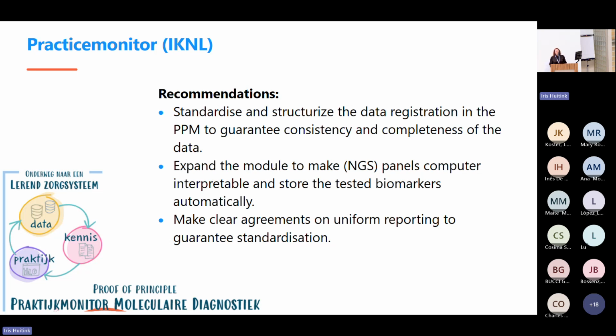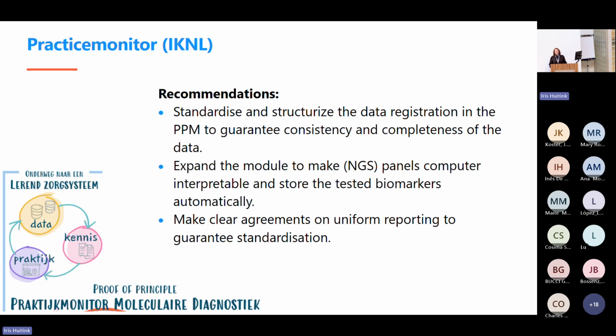And IKNL came up with a couple of recommendations. So they said you need to standardize and structure the data registration in the PALGA protocol module to guarantee consistency and also completeness of the data. You need to expand the module to make the NGS panels computer interpretable and store the tested biomarkers automatically. And also make very clear agreements on uniform reporting to guarantee standardization. So those were the recommendations of the IKNL.